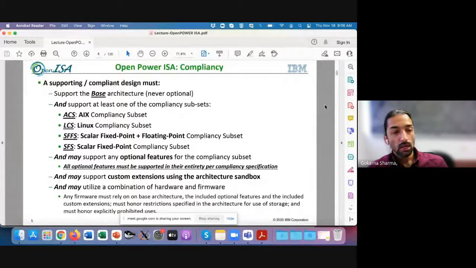Now you can pick one of the compliance subsets here. For example, one subset is ACS, the auxiliary instructions compliance subset. LCS, Linux compliance subset.